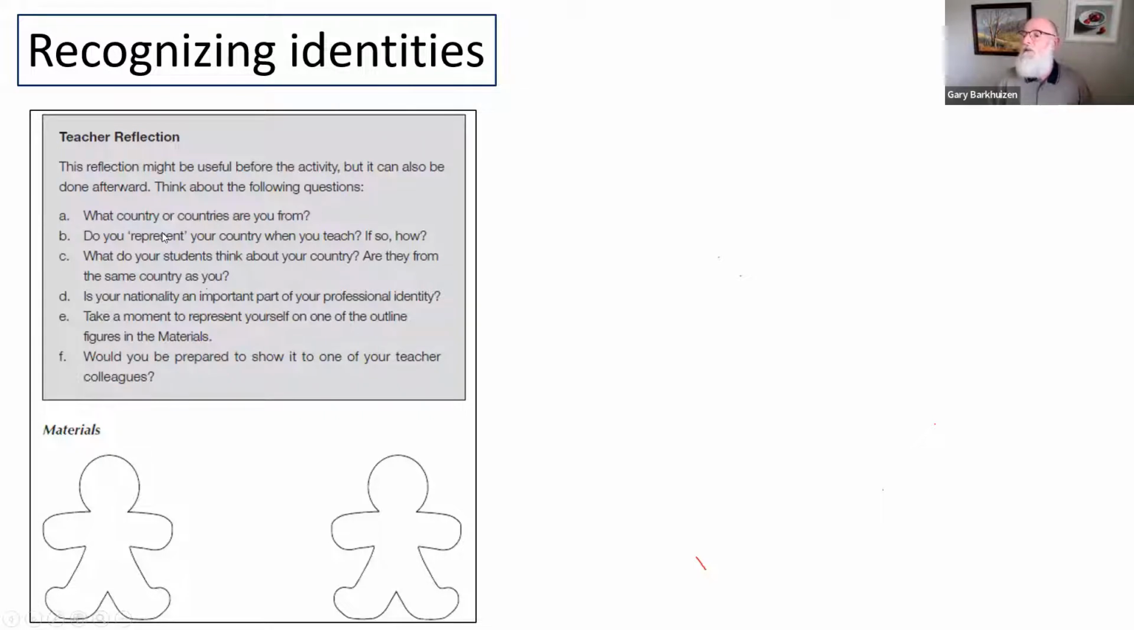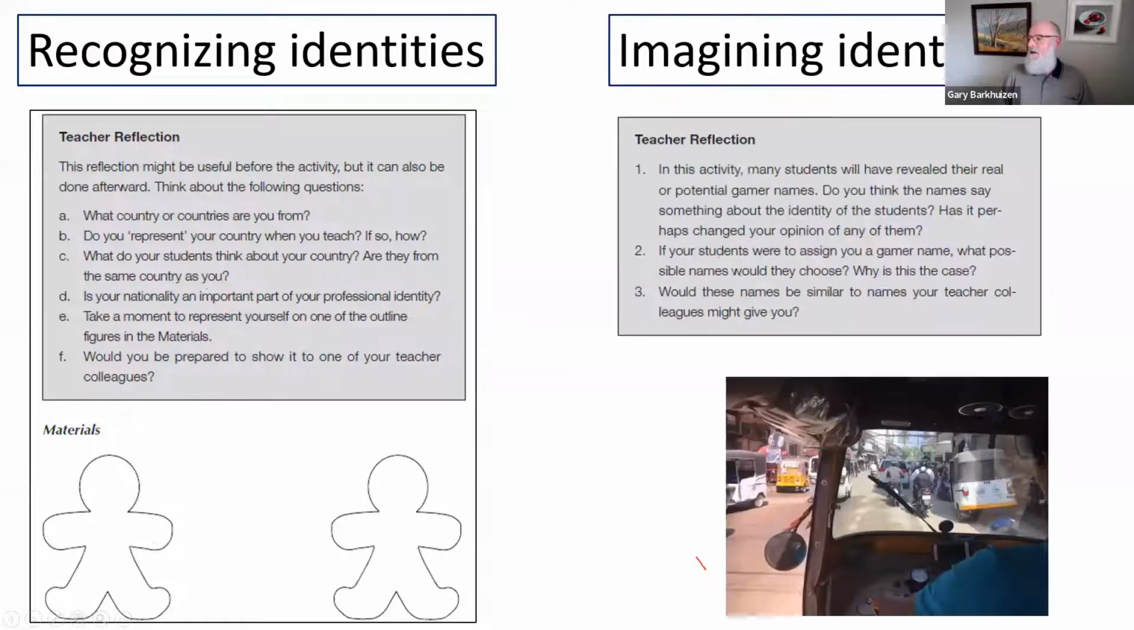What country or countries are you from? Do you represent your country when you teach? And if so, how do you do that? What do your students think about your country? Are they from the same country as you? And so on. Take a moment to represent yourself on one of the outline figures, because the students do that in the activity. They get an outline figure and they try to represent their country, or they question their nation or their nationality in some way on these figures. And this is for the teachers to do. Would you be prepared to show it to one of your colleagues, for example?